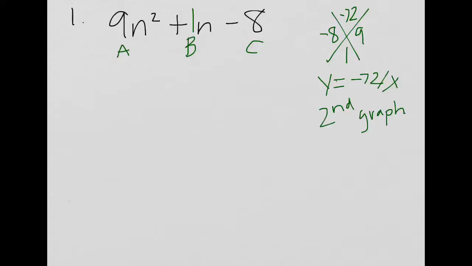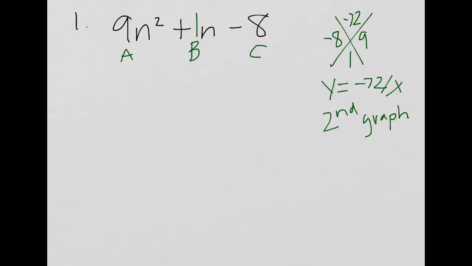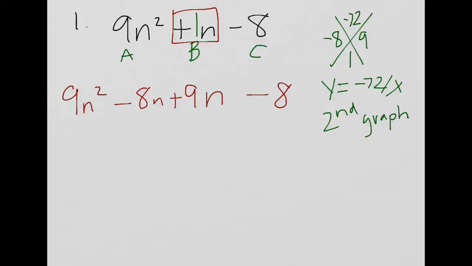So negative 8 times 9 is negative 72. Negative 8 plus 9 is 1. So I'm going to come back, and I cannot take the shortcut here because A is 9. A is not 1. So I'm going to have to write it out the long way. So first and last, and I'm going to break this 1n apart into negative 8n and 9n.